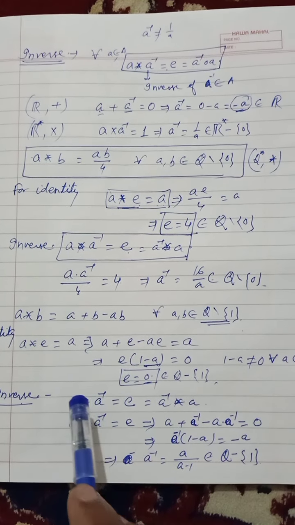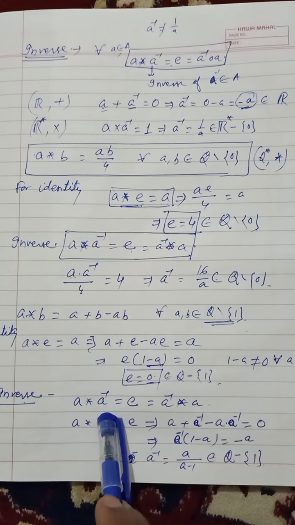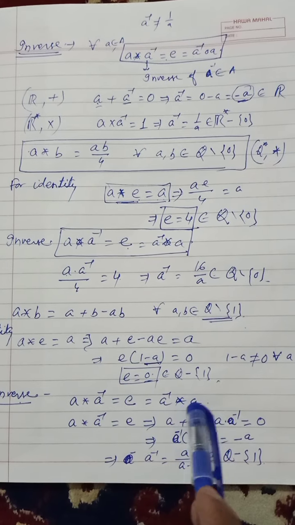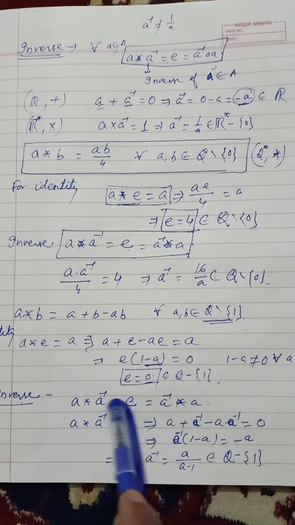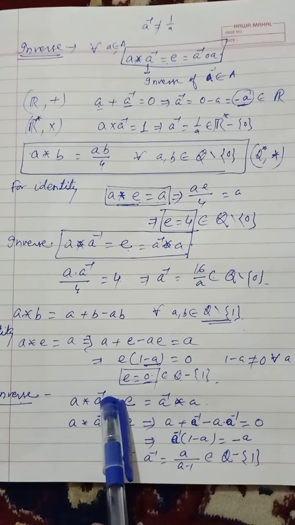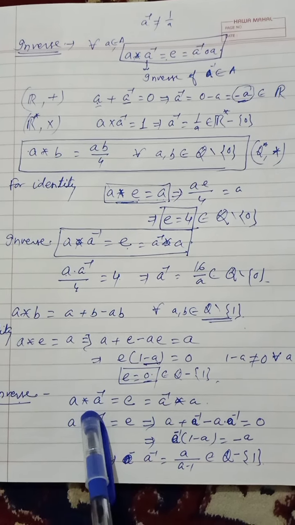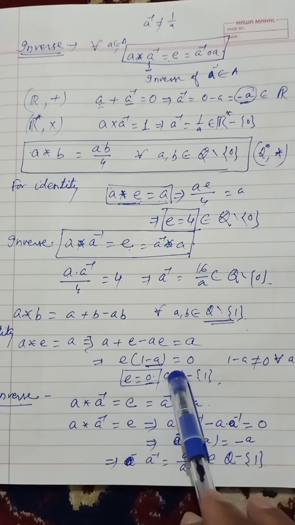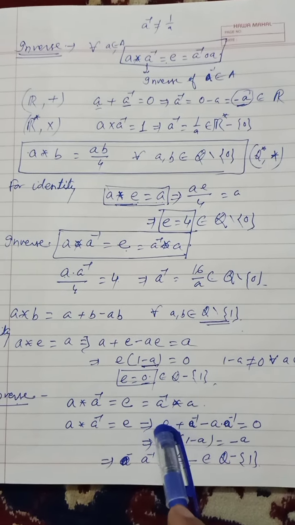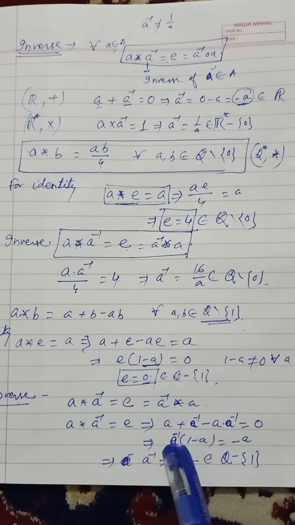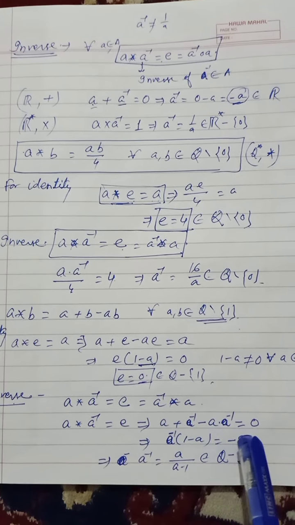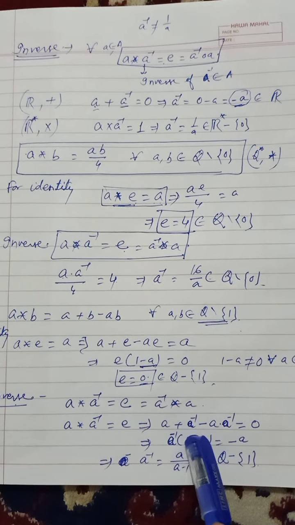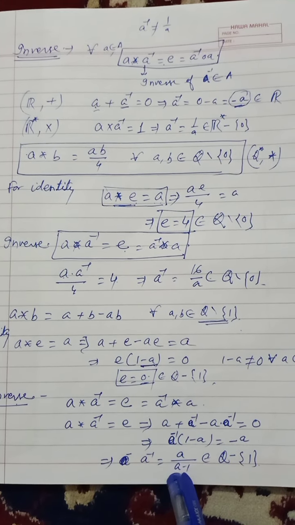Okay. Now we have to check the inverse. A star A inverse equal to identity. That is the definition. A inverse operated on A is also equal to identity. This is the definition, so we put the values. A plus A inverse minus A into A inverse is equal to the identity element 0. So equal to 0. Here A is positive, that side negative. So A inverse is common. A inverse into 1 minus A is equal to minus A. What is the value of A inverse here? That is here multiplied, so right side divides. So A upon A minus 1.